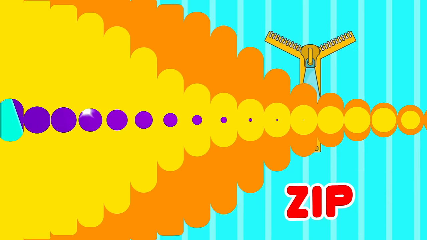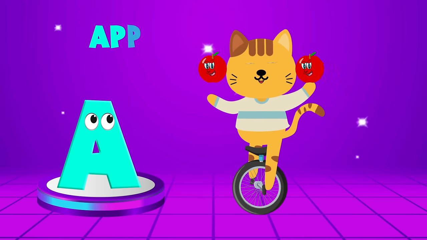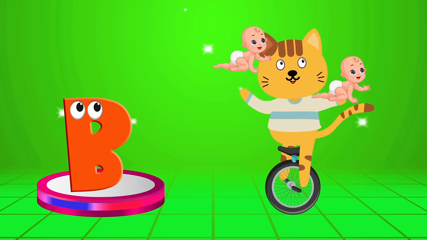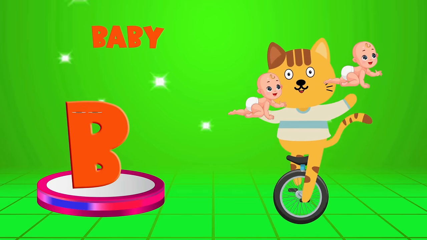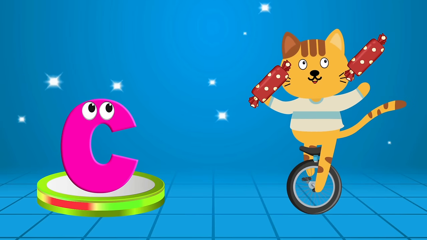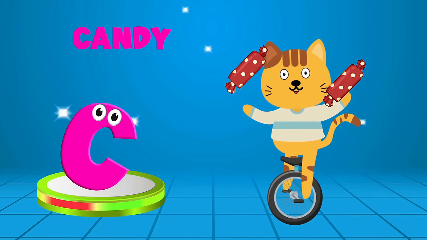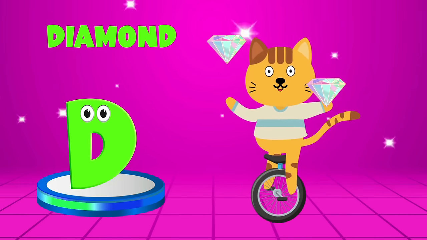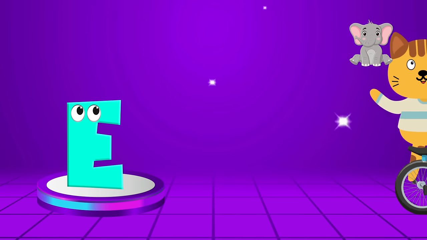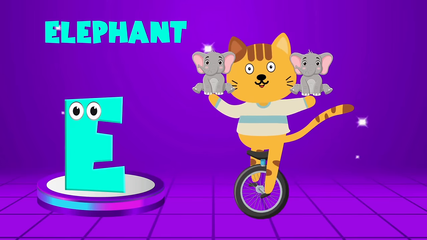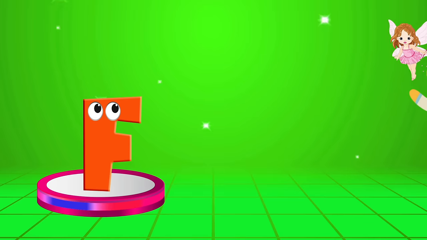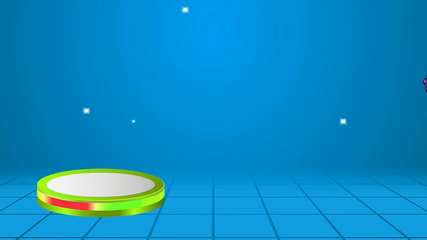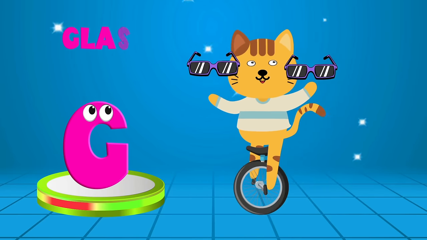Zip. A is for apple. Baby, baby, baby. B, baby. C is for candy, candy, candy. C, candy. D is for diamond, diamond. D, diamond. E is for elephant, elephant. F is for fairy, fairy. F, fairy. G is for glasses, glasses. G, glasses.